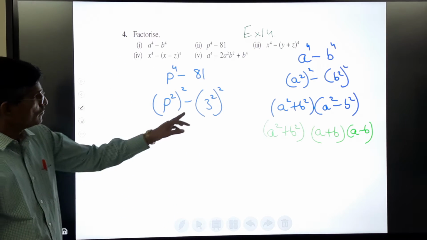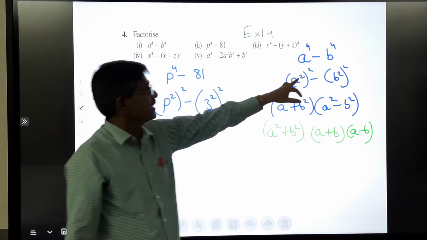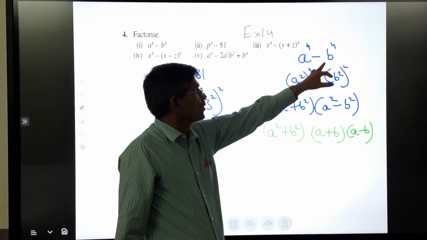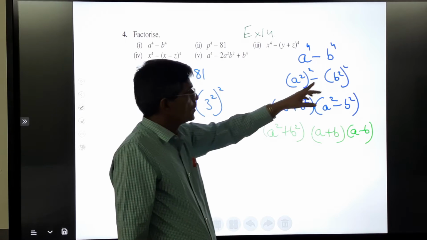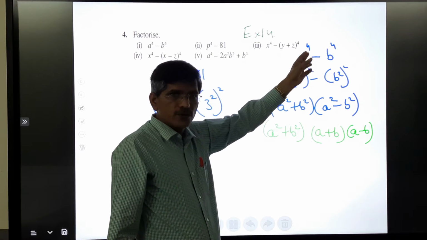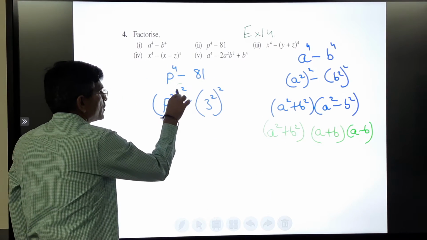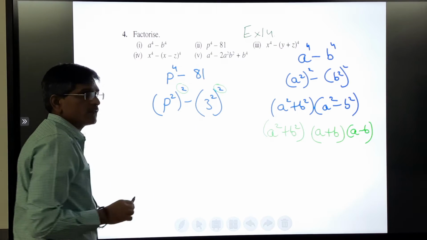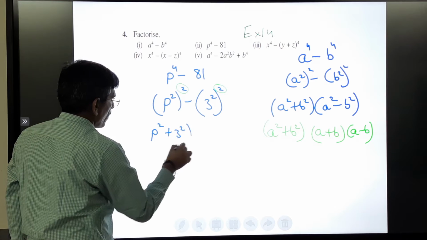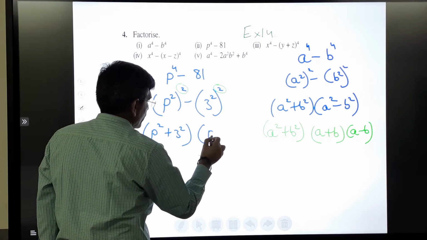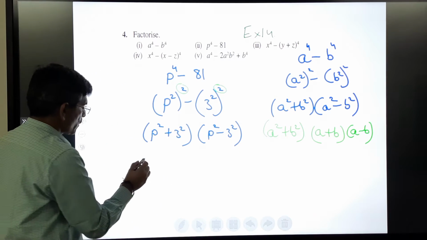Why am I explaining like that, 3 to the power 2 to the power 2? Because we already explained that when a to the power 4 minus b to the power 4, inside power 2 and outside power 2, so a square whole to square, b square whole to square. So what is the first step? I have to remove these two first. So that is why p square plus 3 square and p square minus 3 square. Here the answer we get is p square plus 9.